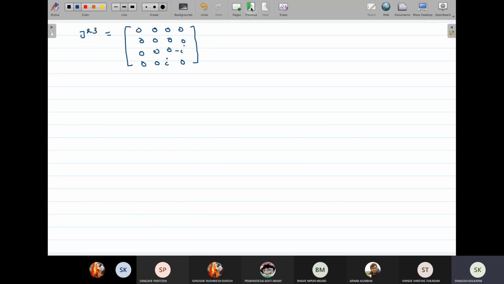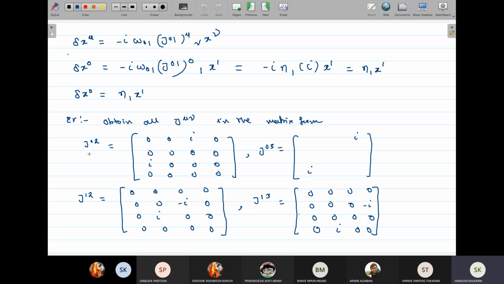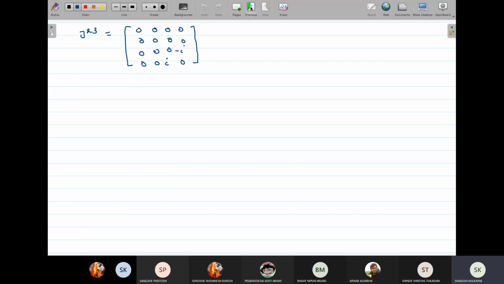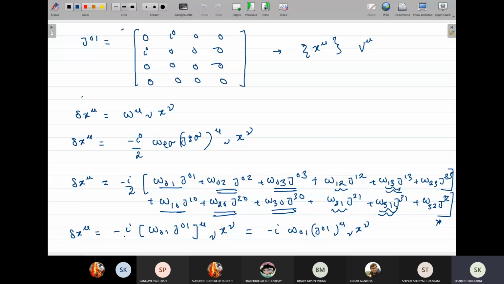So once you know all these matrices, J01, J02, J03, J12, J13, J23, you know basically J10, sorry, I think there is a sign problem somewhere. Let me see. Yeah, correct, I think. So if you know these matrices, you know J10, J20, J30, etc., because they are related by antisymmetry.